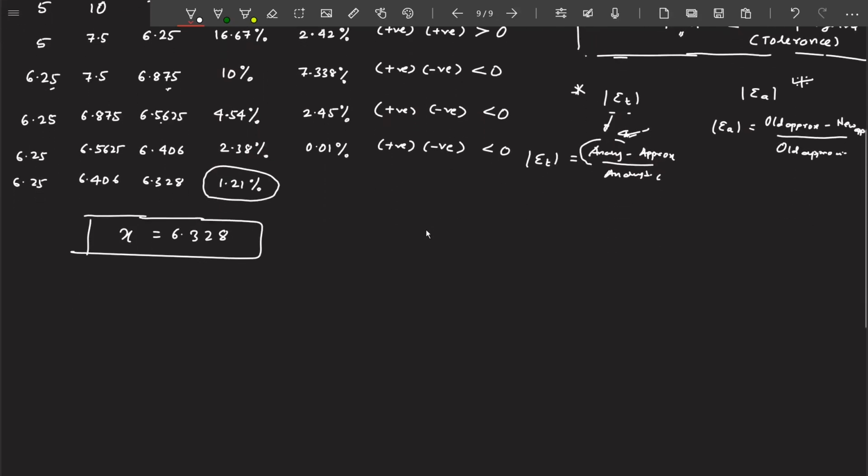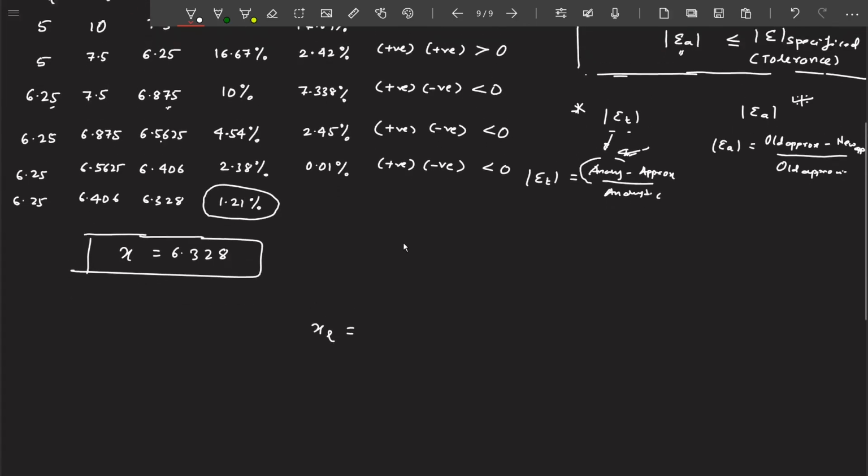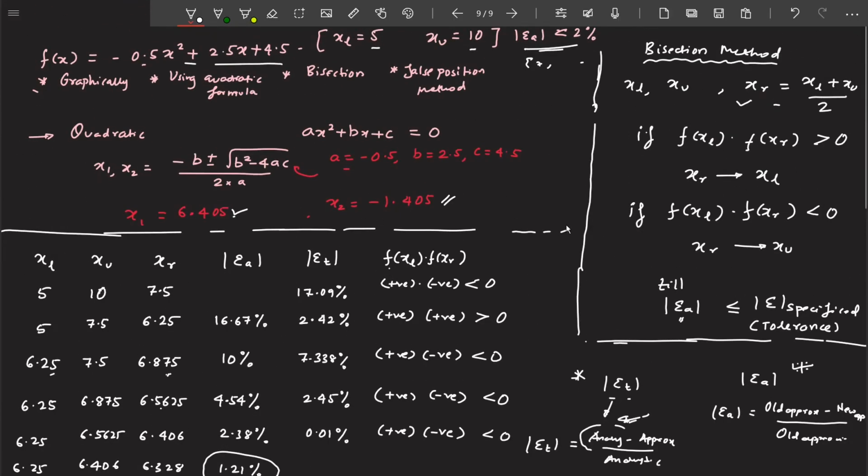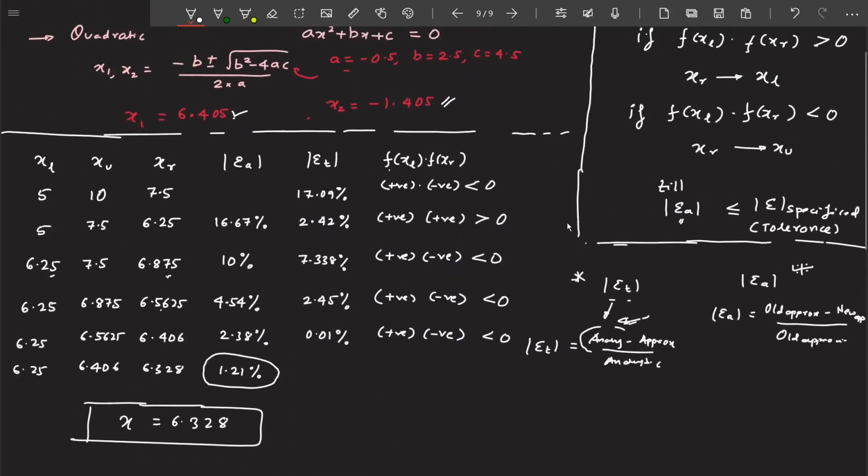Now I suggest you guys to follow the same method. This time take the value of XL as minus 4 and XU as minus 0.5 and find out the root, that is the second root. So this is your bisection.